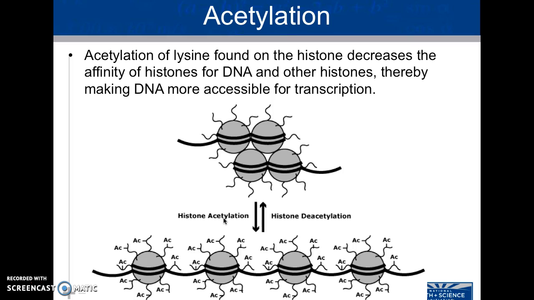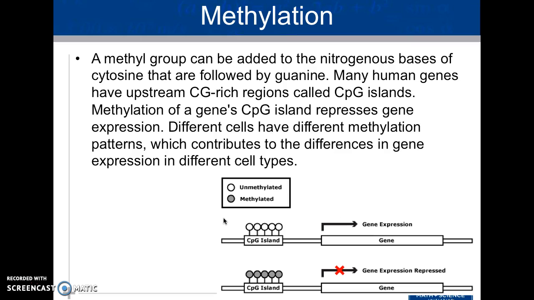Acetylation, the first process, and it's technically the acetylation of lysine, is found on the histones. It decreases the affinity of histones for DNA and other histones, therefore making DNA more accessible for transcription. So the way that this actually regulates the DNA is it makes the DNA unwind from the histones and makes it more readily ready for transcription and translation.